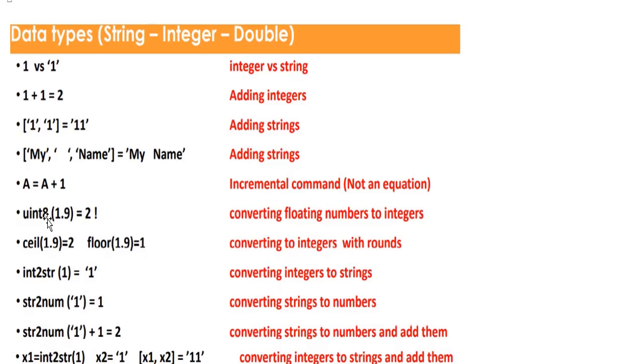Integer to string: convert from integer to string, and this will be as shown. String to number, str2num: convert strings to numbers, converting and then doing the adding process.